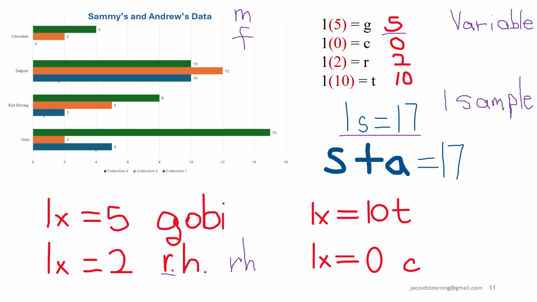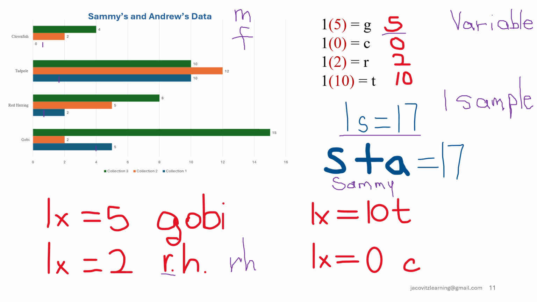Blues right here, and this is 0, but that's still a data collection. So the first sample was a total of 17, because 5 plus 2 is 7 plus 10 is 17. Now look, Sammy plus Andrew had a total of 17.